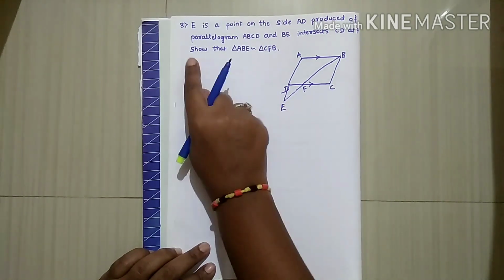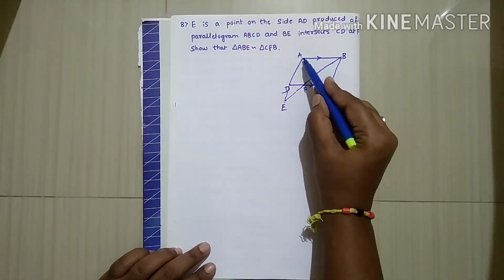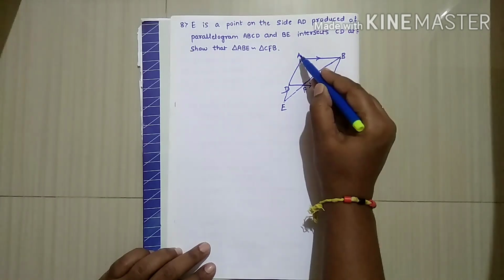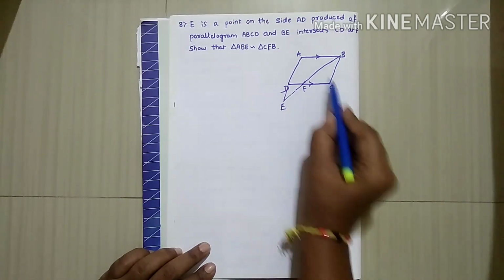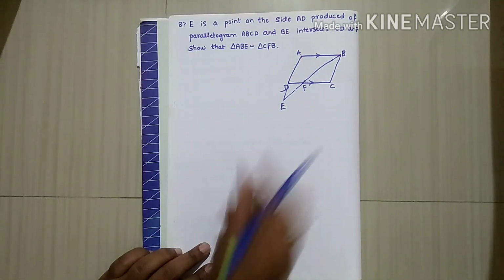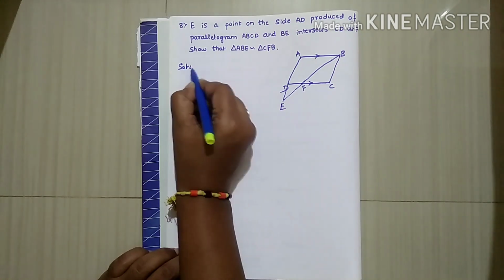This is what they have given. What do we want to prove here? Show that triangle ABE, this triangle, and triangle CFB are similar. We want to prove that, so those two triangles we have to consider. We'll see the solution now.